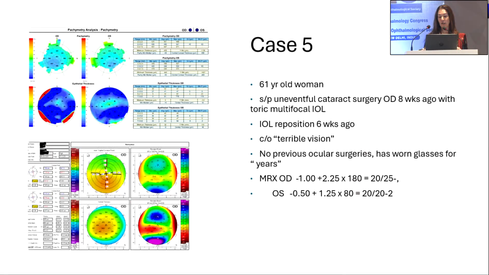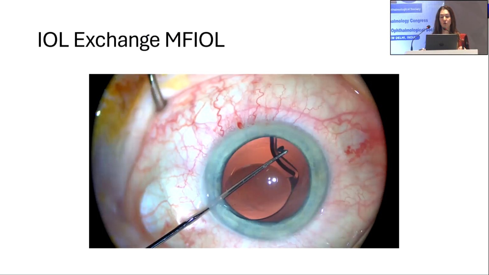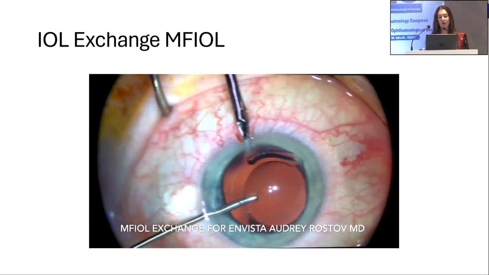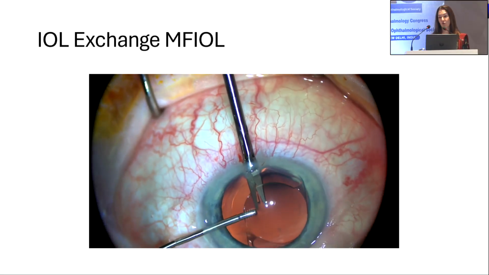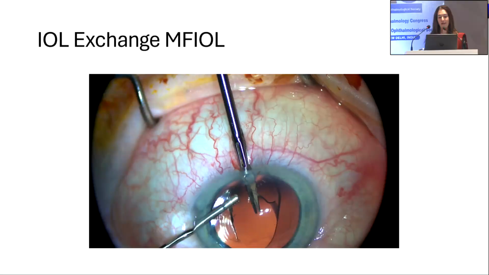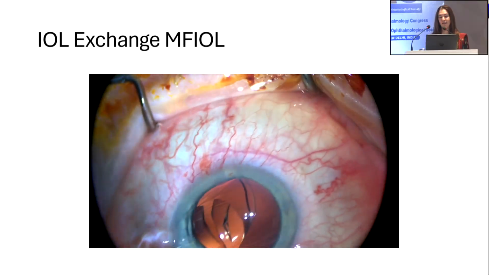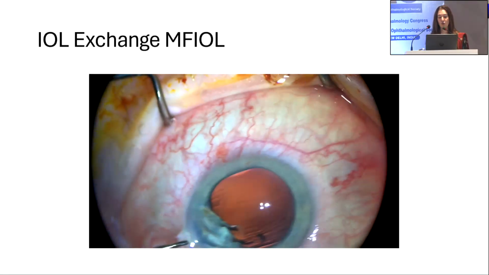A last case here. This is a patient who came to see me. She had uneventful cataract surgery about 8 weeks before with a toric multifocal lens. The error of the referring surgeon is that there was no tomography or topography obtained beforehand. And you can see here this patient clearly had keratoconus, and that's why they were completely miserable. For this patient, I went ahead and did an IOL exchange because there's really no other option. I like to cut the IOL in 2 places and then just kind of twist it out. It tends to work really well.